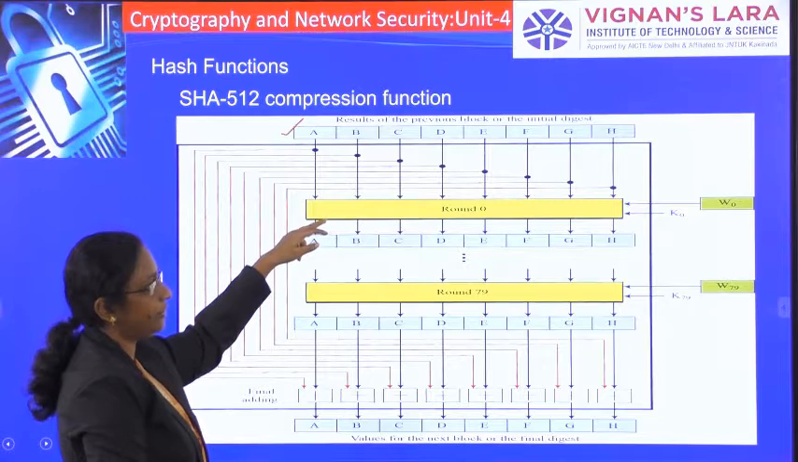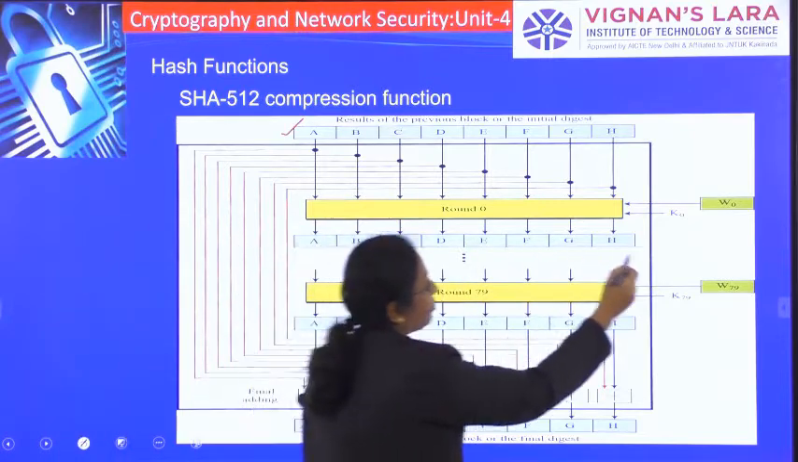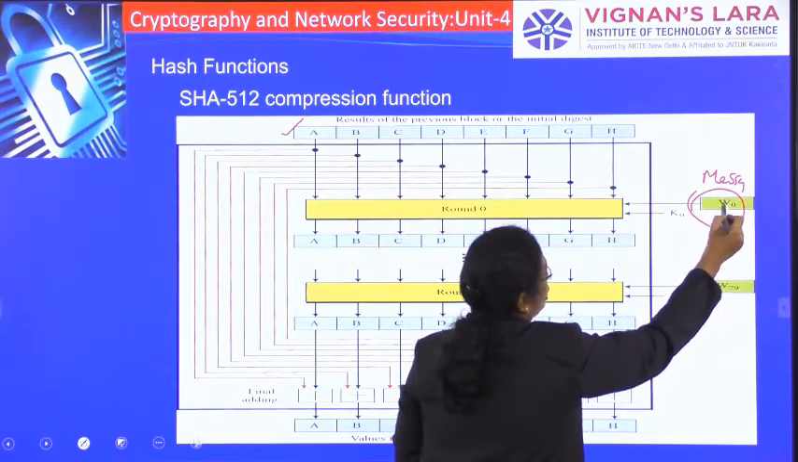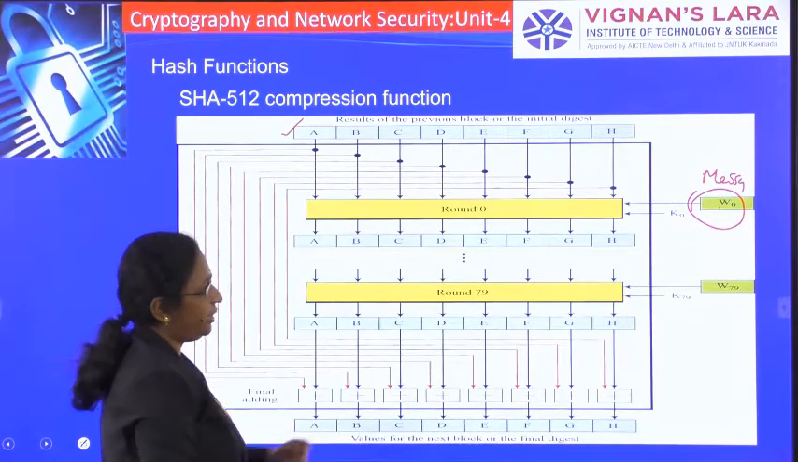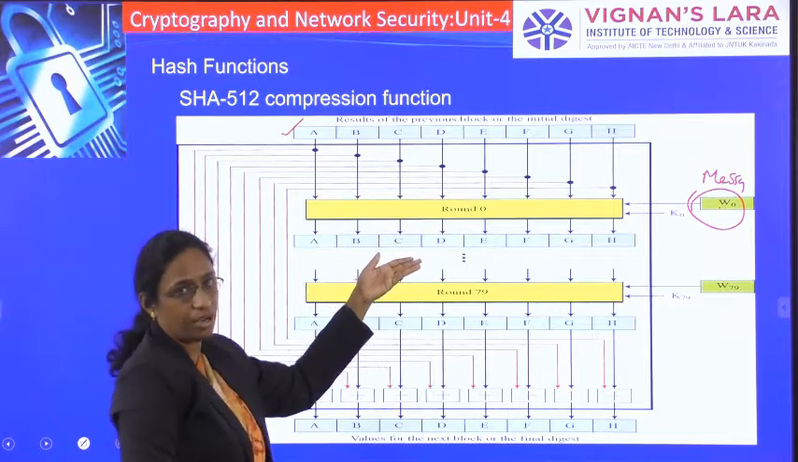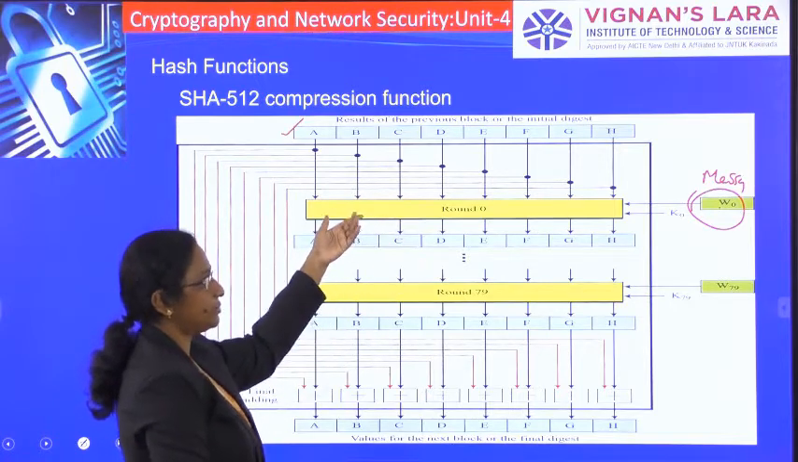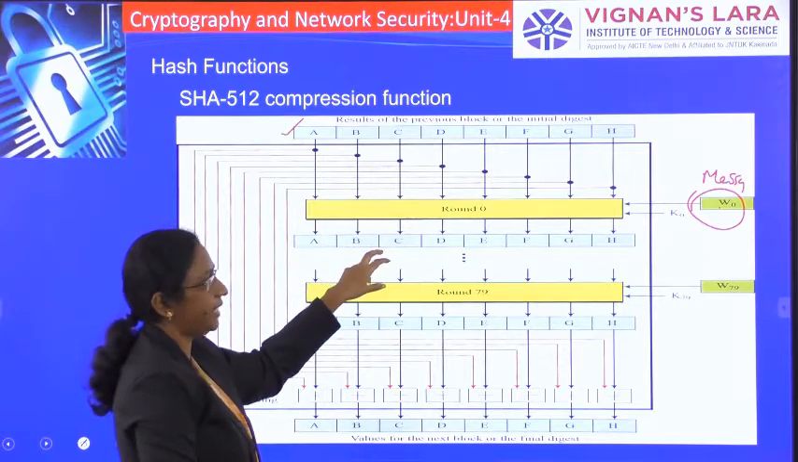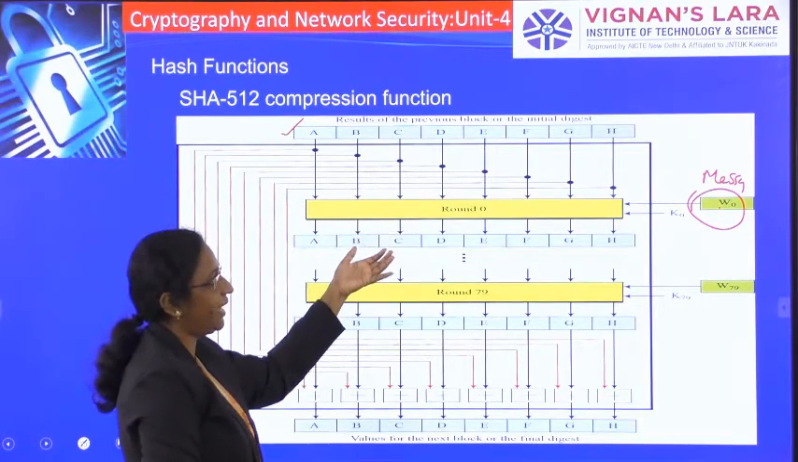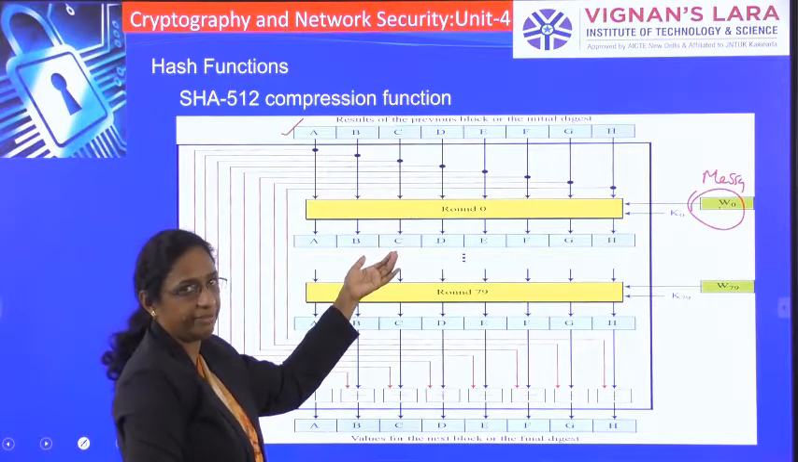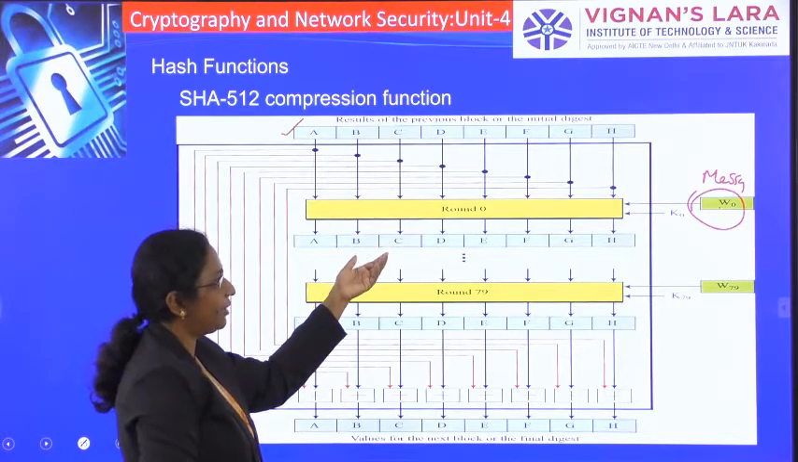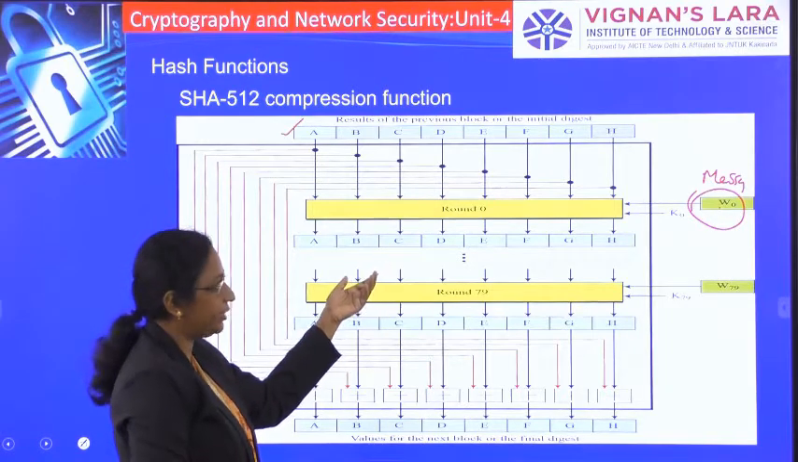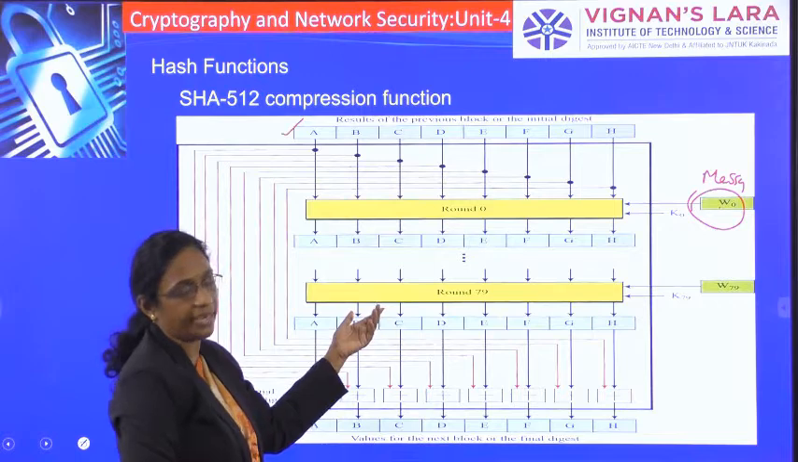After going through round 0, this is your message W0. The W0, along with a constant value K0, goes through round 0. After round 0, you again get some intermediate value, and that intermediate value goes to round 1. Again you get an intermediate value. In that way it goes through 79 rounds.